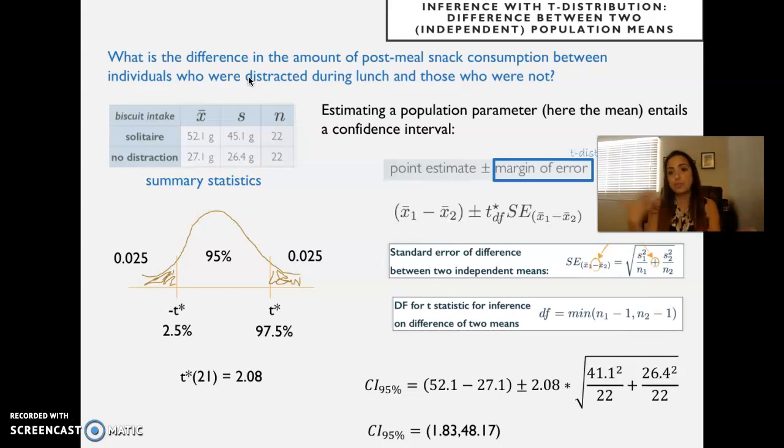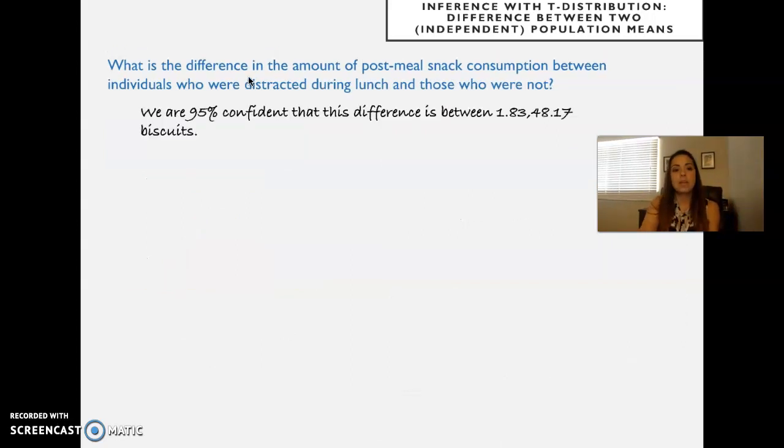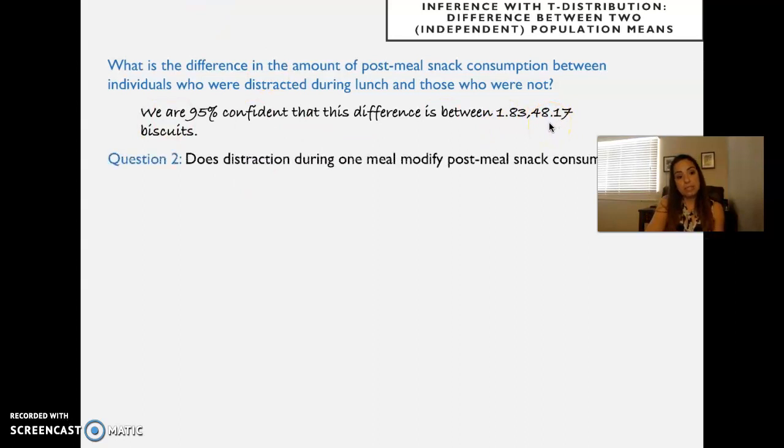Future studies would have to increase the sample size to get a more precise estimation of that difference. So we're 95% confident that this difference is between 1.83 and 48.17.